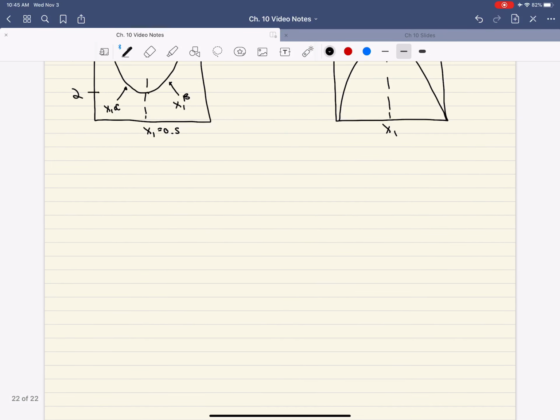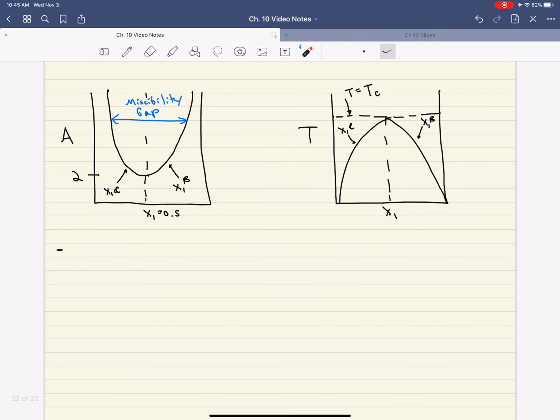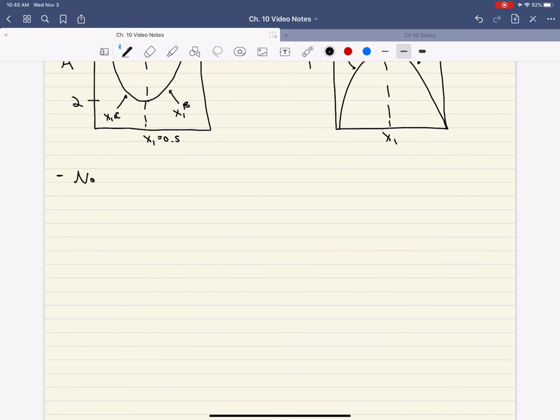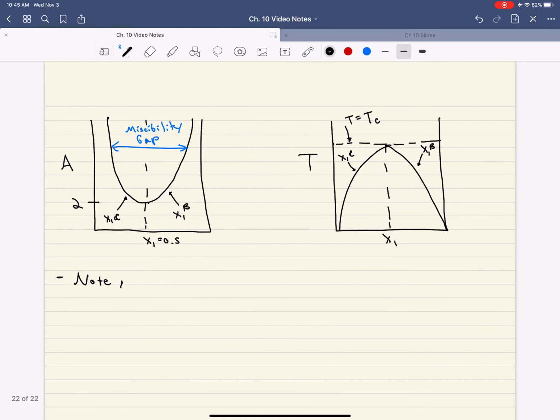The last thing I want to say is that we found that at an A value of 2, we got a mole fraction of 0.5. And so that would tell us that this is the critical mole fraction. But I want to emphasize that that's not a general result. And the other thing I'll also emphasize is that you could see that x1 alpha and x1 beta here, if you sum them up at all these A values, they sum to a value of 1. All right, but that's also not a general thing.